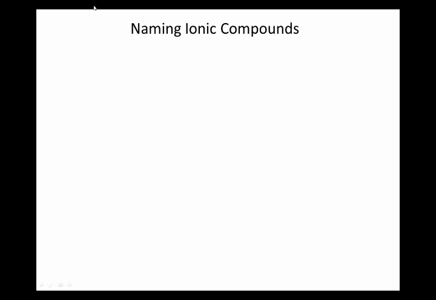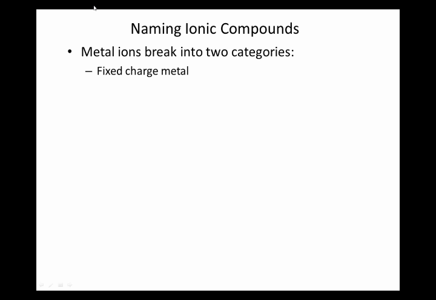So cations are always going to be the metals. The metals break into two categories. Fixed charge metals. Fixed charge metals are the ones we have already talked about. I've actually sort of shielded you from the other type. Fixed charge metals are metals that when they occur in a formula, their charge is always the same.